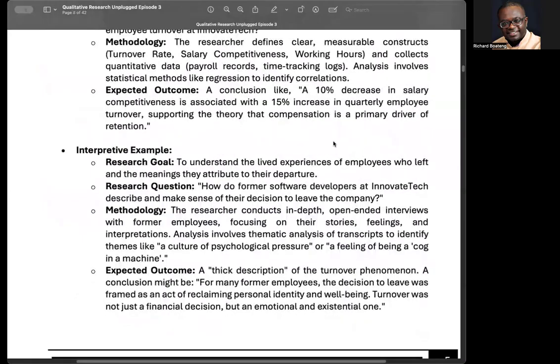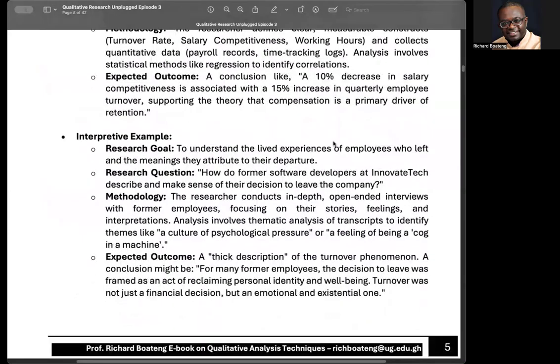Precisely. And here, the researcher's own subjectivity isn't seen as a contaminant to be eliminated, but as an acknowledged part of the process. The focus shifts to providing what Clifford Geertz called thick description, a rich, deep, nuanced understanding of the lived experience within that specific case.